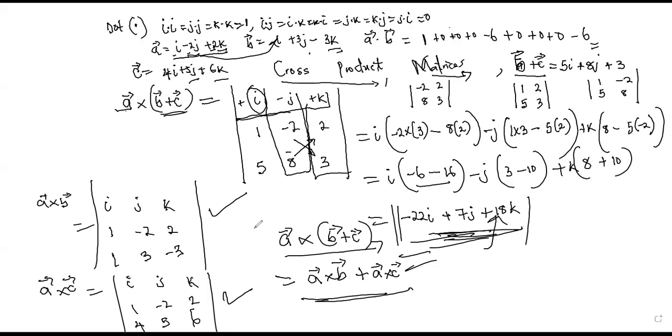So you can do this on your own. Put your answer in the comment section if it is true or not. Then this is called the distributive property in cross product, right? So this is the distributive property. So do it and tell me in the comment section if actually it is correct, or you can send it in the live classes when you are ready.